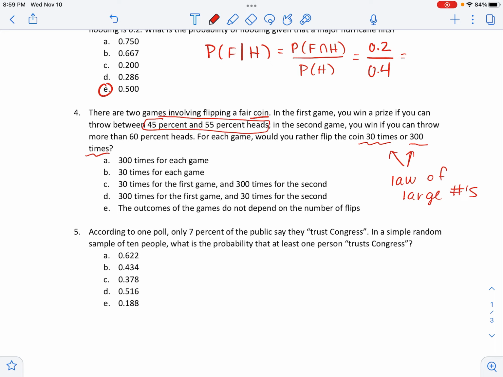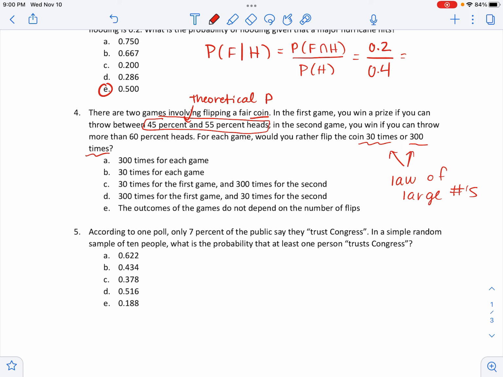Well, this is pretty close to what we know is the theoretical probability of flipping a coin, right? We know theoretically you should get a heads 50% of the time. So using the law of large numbers, the larger my sample, the closer I get to the theoretical probability. So in game one, I would prefer to flip the coin 300 times.